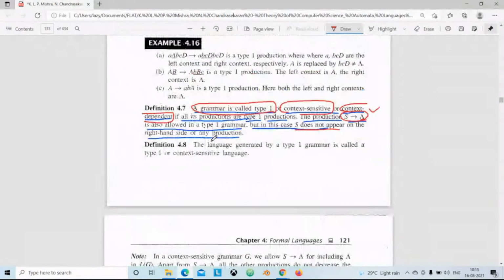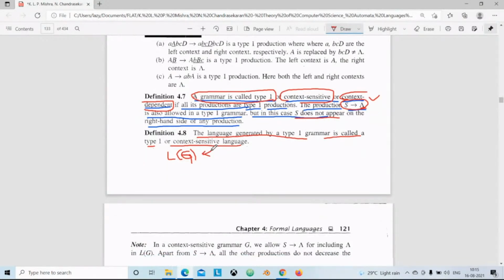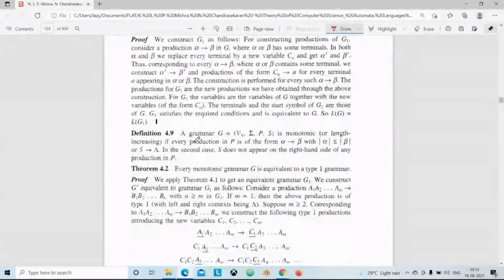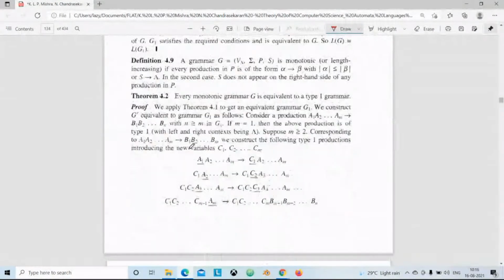The language generated by a type 1 grammar is called a type 1 or context sensitive language. When you know the grammar, you can say something about the language generated by the grammar. So if the grammar is of type 1, then the language is called a context sensitive language. That's what we're saying. This is a note, we'll see it later. Let us first cover the definitions.